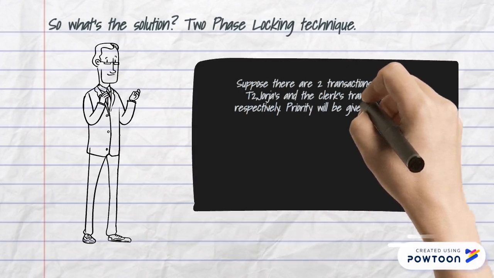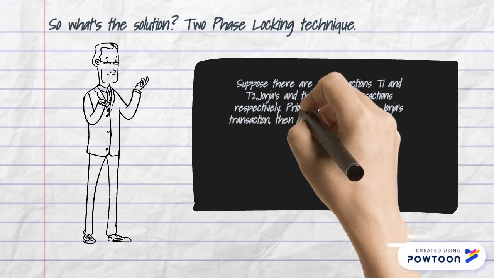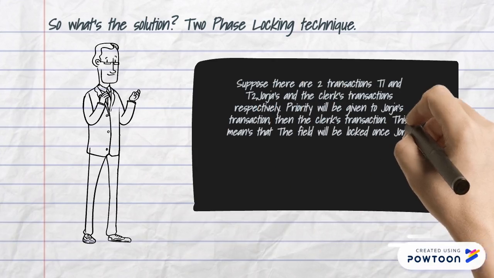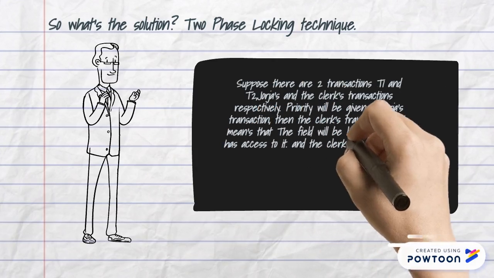Priority will be given to Georgia's transaction, then the clerk's transaction. This means that the field will be locked once Georgia has access to it. And the clerk will have to wait till Georgia is done with the field.